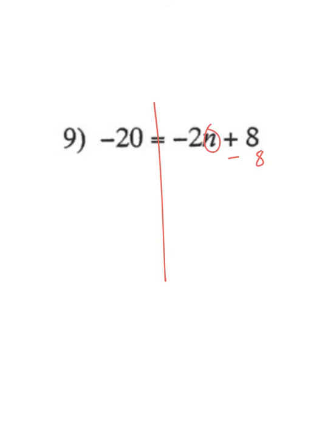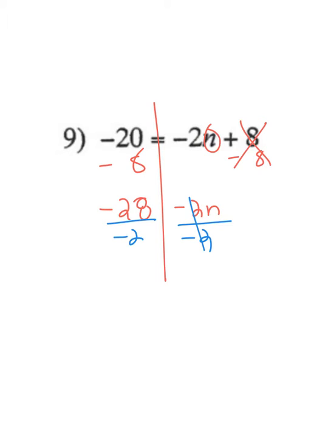Minus 8, oh, there's my n, I know what side to start on. Minus 8, that cancels out. Negative 2n, negative 20 minus negative 8 is negative 28. Divide by negative 2, divide by negative 2. This leaves me with n equals 14.